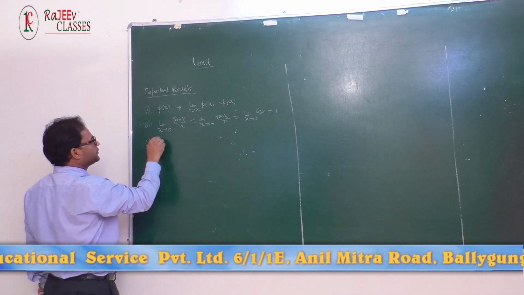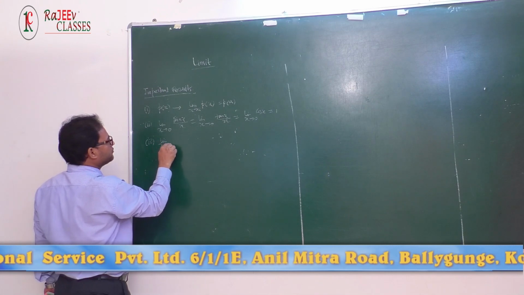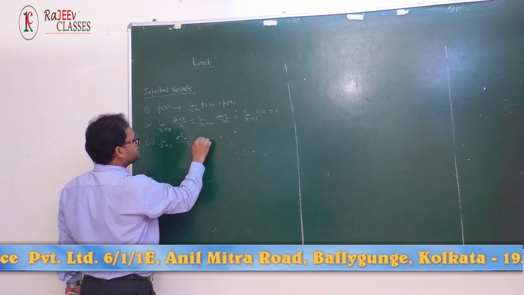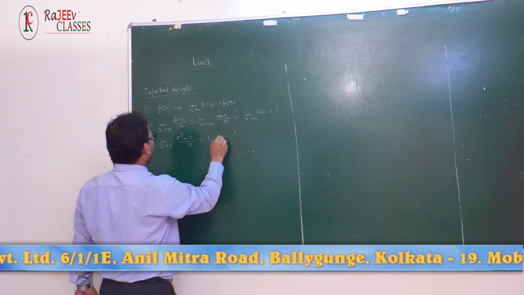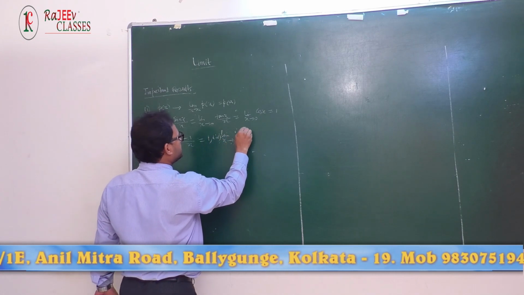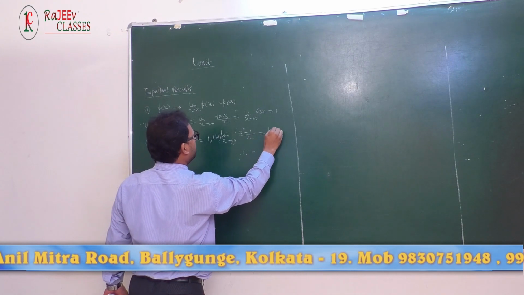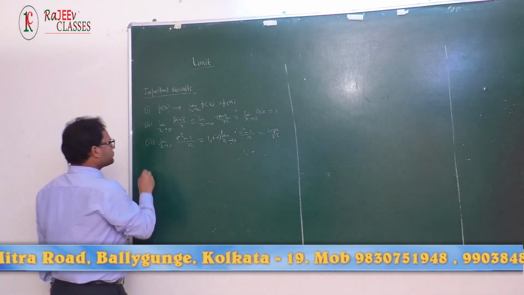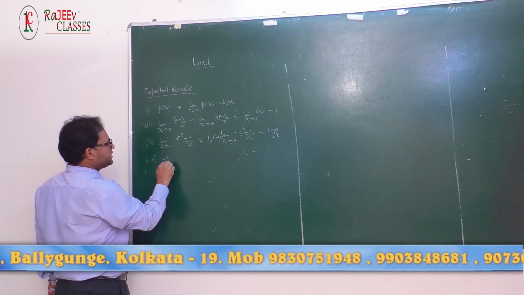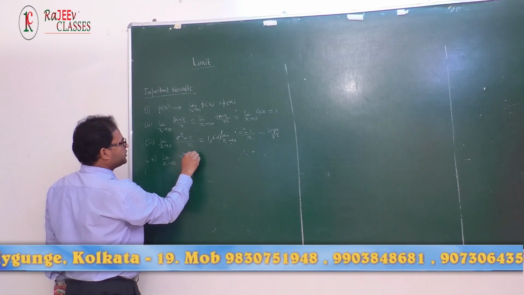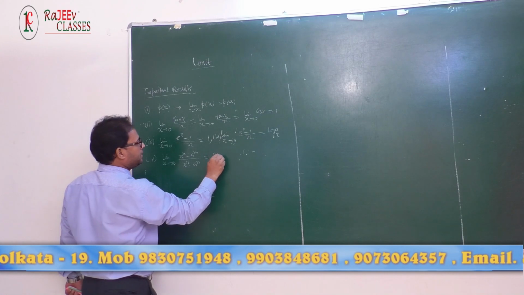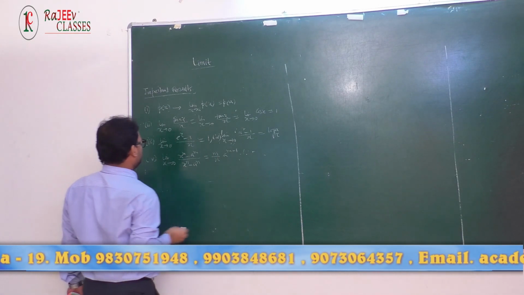Number 3, limit x tends to 0, (e to the power x minus 1) by x is equal to 1. Point number 4, limit x tends to 0, (a to the power x minus 1) by x is equal to log of a base e. Point number 5, limit x tends to a, (x to the power n minus a to the power n) divided by (x minus a) is equal to n a to the power n minus 1.